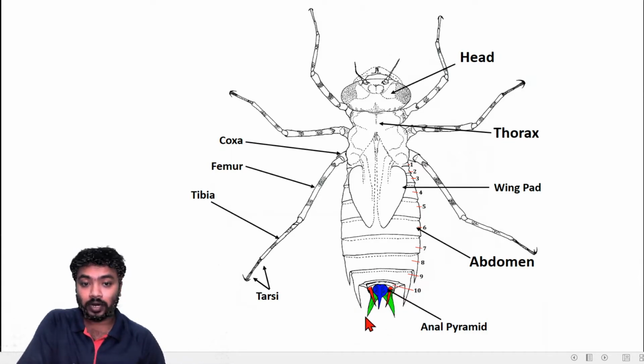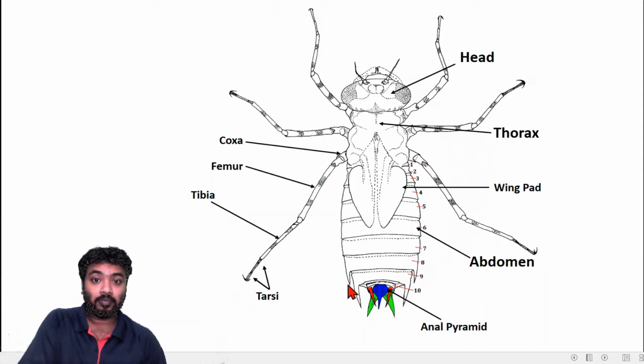These are very important characters, and these are spines. These are abdominal spines, as they are present on the abdomen, and as they are lateral in position, they are lateral abdominal spines. This is the wing pad.